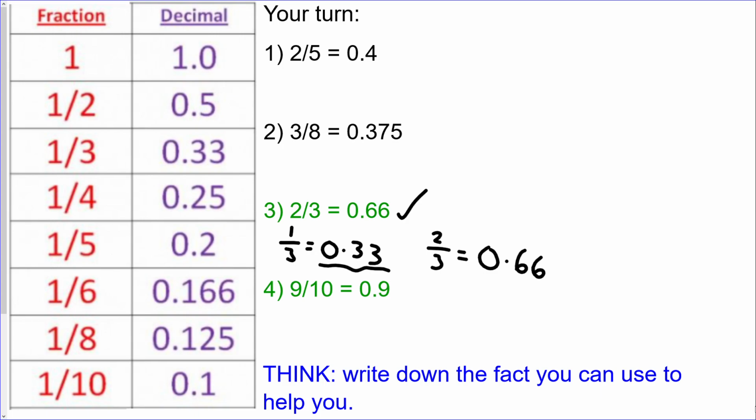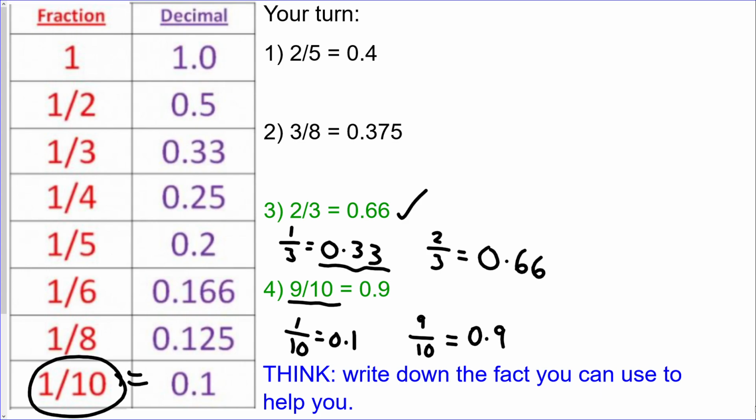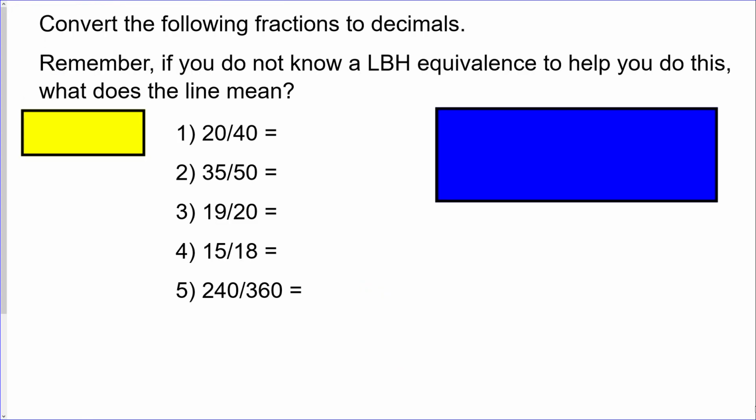Again, if we look at 9/10 now, we find the fraction that is linked to 9/10, and we can see 1/10 is linked to 9/10. We know from our learn by heart facts, or from this table, that 1/10 is equal to 0.1. To get from 1/10 to 9/10, we multiply by 9, and 0.1 times 9 is 0.9. So if you mark your work now, please, if you've done something wrong, try to correct it. Let's carry on having a look through.